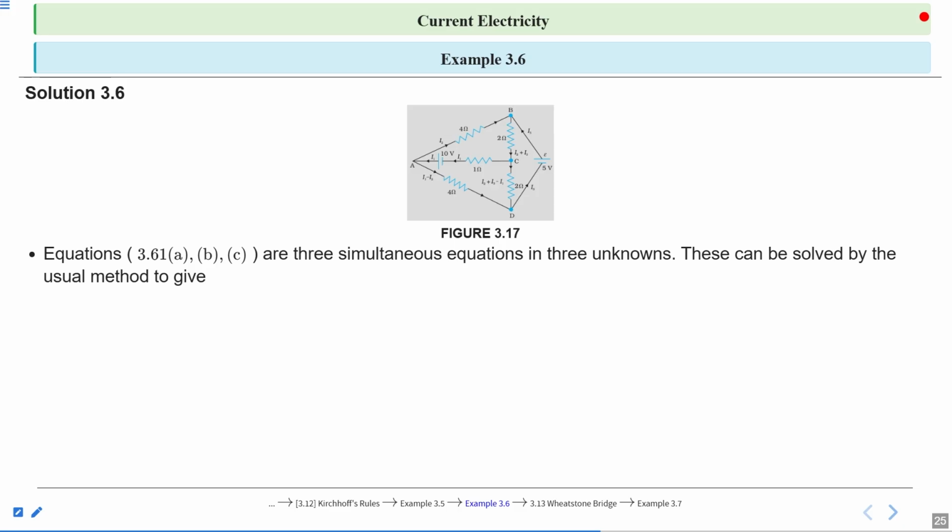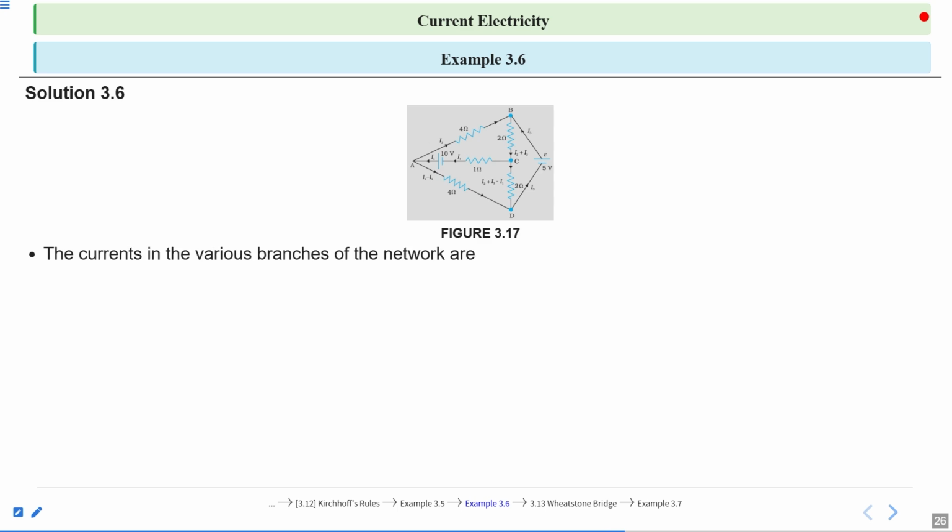These can be solved by the usual methods to give I1 equal to 2.5 ampere, I2 equal to 5 by 8 ampere, and I3 equal to 7 by 8 ampere. Now you have calculated I1, I2, I3. Now for the branches, that is I2 minus I3, I2 plus I3 minus I1, for those branches you have to calculate after adding or subtracting the currents I1, I2, I3.